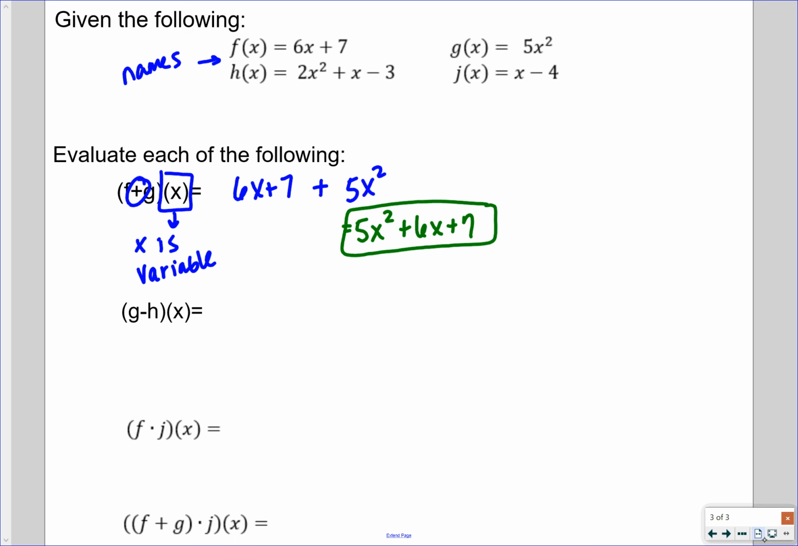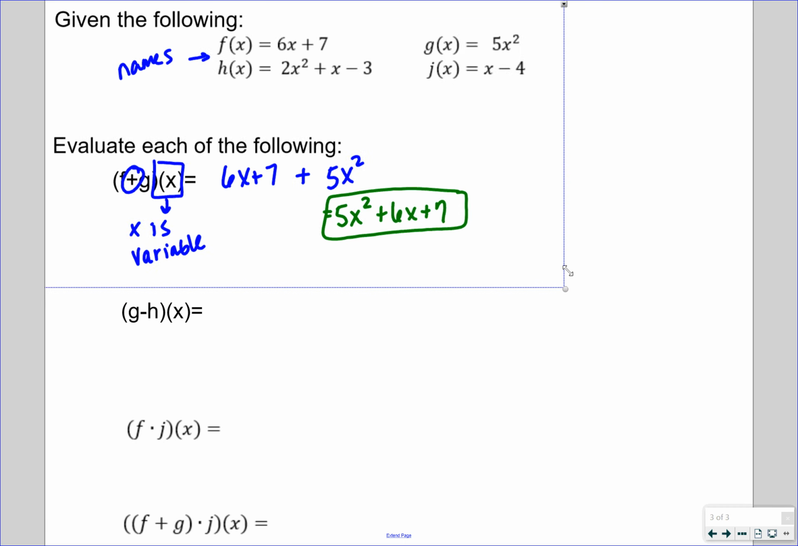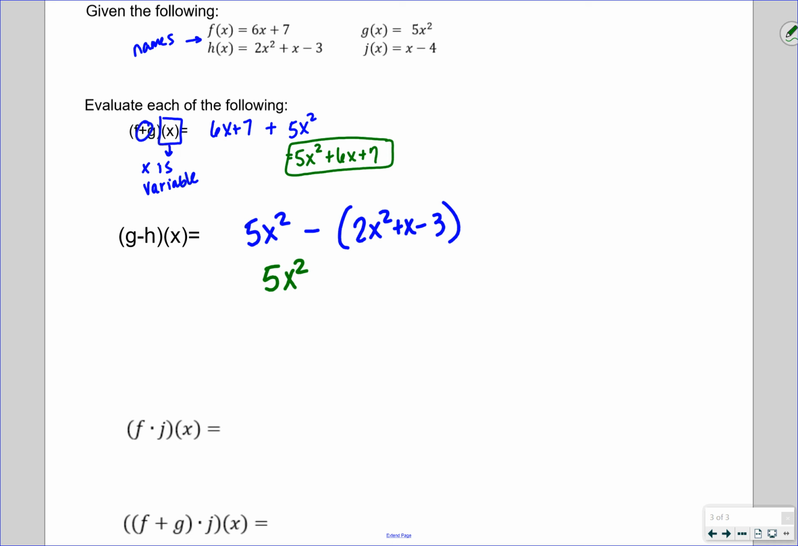Now I'm going to do the same thing with g minus h. So I'm going to take my g function and my h function and subtract them. Again, subtraction is the place where if you're going to make a mistake, it's going to happen there. So my g function is 5x squared. My h function is 2x squared plus x minus 3. This has more than one term. I'm going to put parentheses around it, and I'm going to subtract. So this subtraction affects everything that comes after. I have 5x squared. I'm subtracting this whole thing. So minus 2x squared. I'm subtracting an x, and I'm subtracting a negative 3. So that turns into a plus 3.